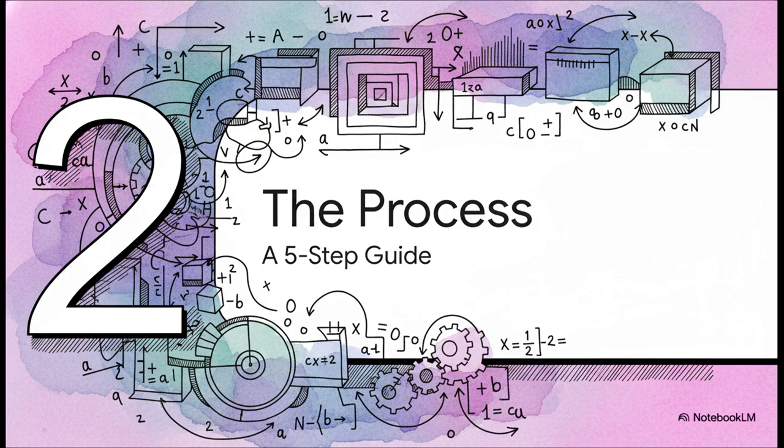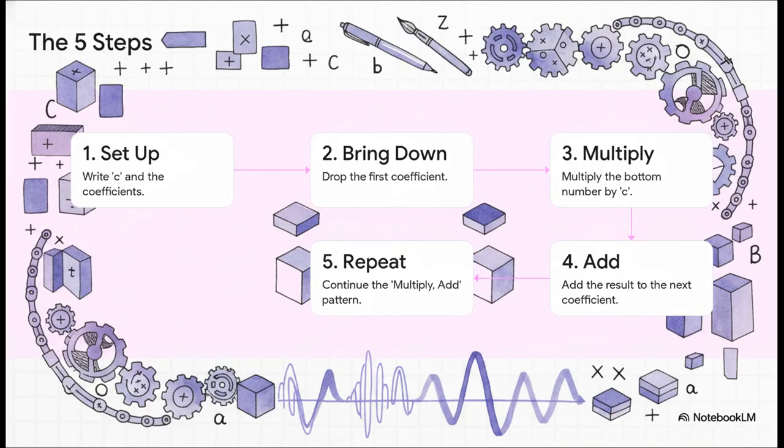All right, now that we know when to use it, let's get into the how. I'll be honest, it looks a little weird the first time you see it, but I promise it's actually just a super simple, repeatable pattern. And this right here is the whole recipe. It's all about getting into a rhythm. You set everything up, bring that first number down, and then you just repeat this little two-step. Multiply, add, all the way across to the end. It's that simple pattern that makes it so incredibly fast.